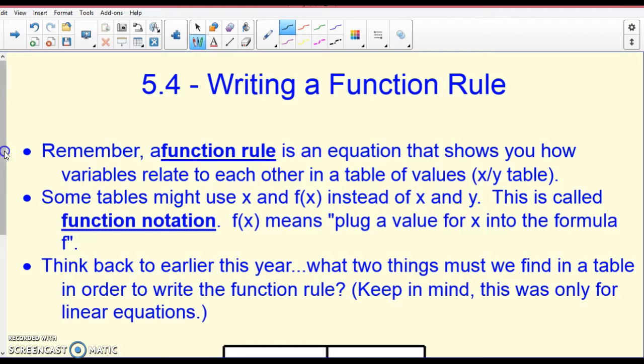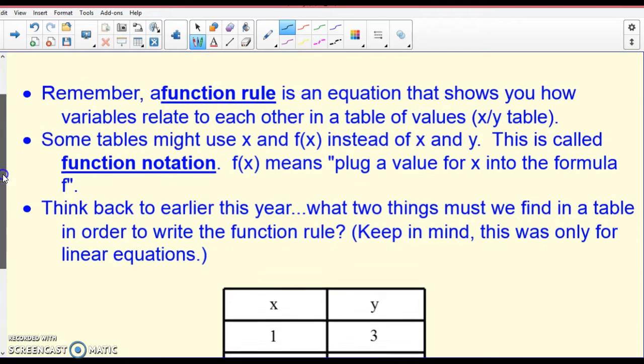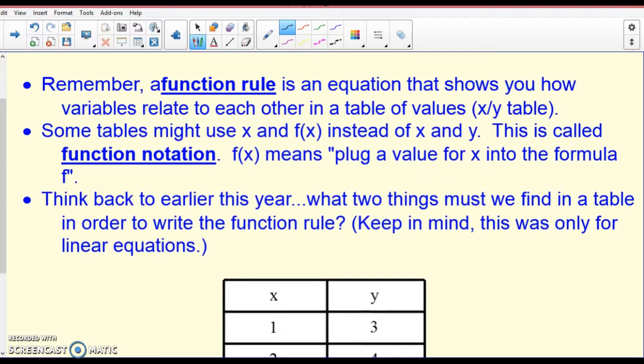Okay. A function rule is an equation that shows you how variables relate to each other in a table of values such as an XY table. Some tables might use X and F of X instead of X and Y, but they're the same thing. That's called function notation. F of X means plug a value for X into the formula F.